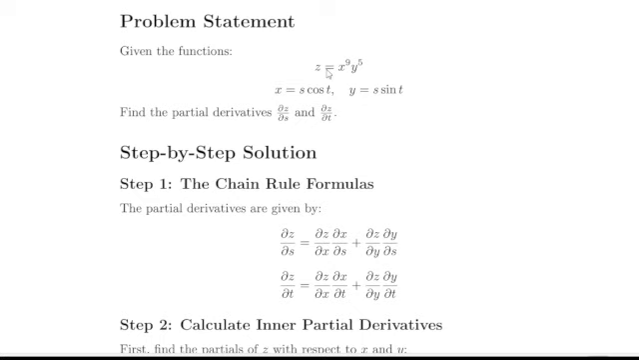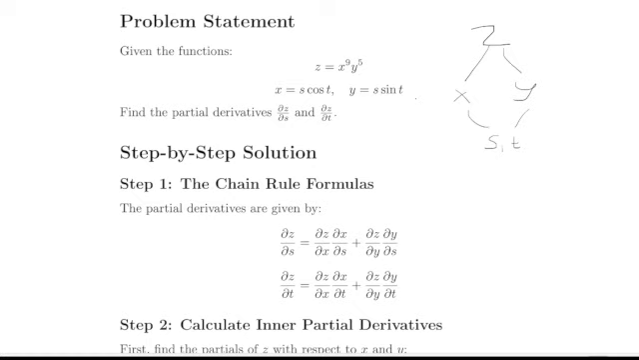In this video, we're given the function z equals x to the ninth, y to the fifth. X is s cosine t, and y is s sine t. So we want to find the partial derivatives, partial z with respect to s, and partial z with respect to t. So right now, we have z on the top, depending on x and y, and both of those depend on s and t.